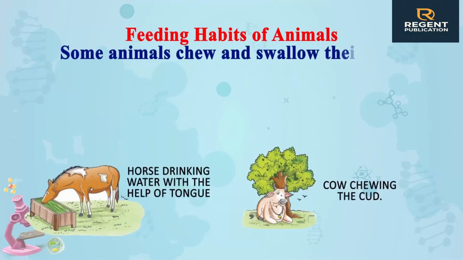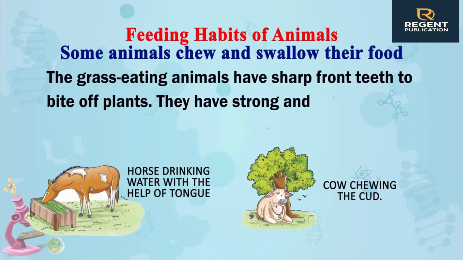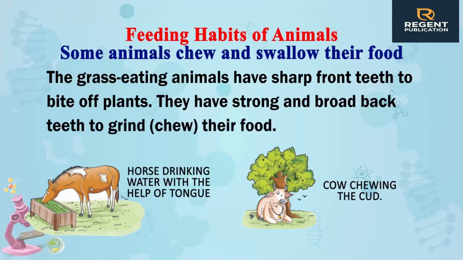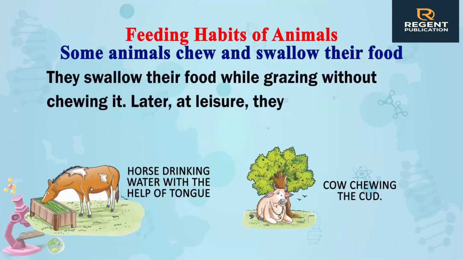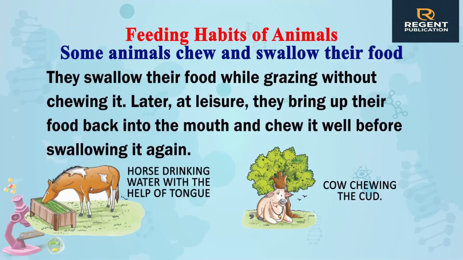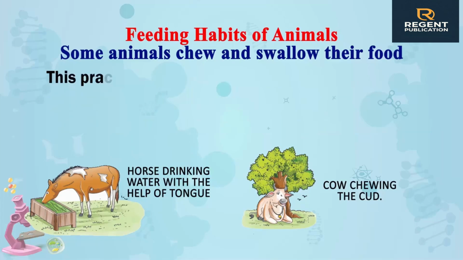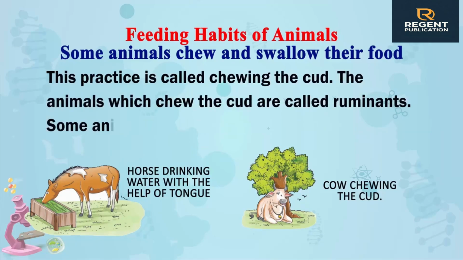Some animals chew and swallow their food. The grass-eating animals have sharp front teeth to bite off plants. They have strong and broad back teeth to grind and chew their food. They swallow their food while grazing without chewing it. Later, at leisure, they bring their food back up into the mouth and chew it well before swallowing it again. This practice is called chewing the cud. The animals which chew the cud are called ruminants.